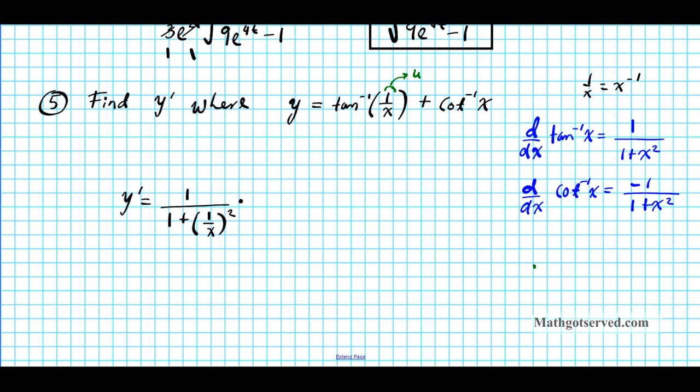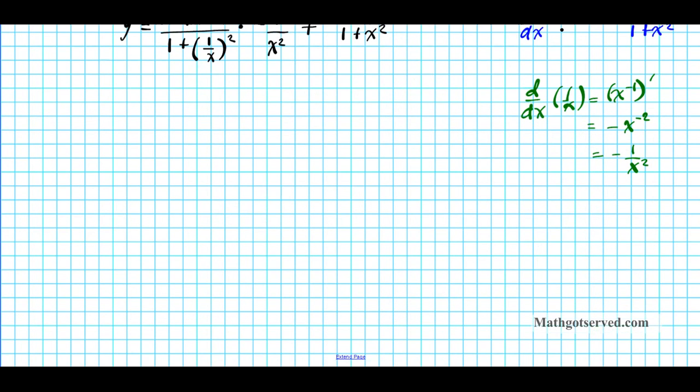So if I want to differentiate 1 over x, that's the same thing as x to the negative 1, prime. And if I differentiate x to the negative 1, it's going to be negative x to the negative 2, which is equal to negative 1 over x squared. So that's the derivative of this inner function right there. So I'm going to multiply this by negative 1 over x squared. Plus, now if I differentiate inverse cotangent using this formula, it's going to be times negative 1 over 1 plus x squared. All right, let's go ahead and simplify this expression.